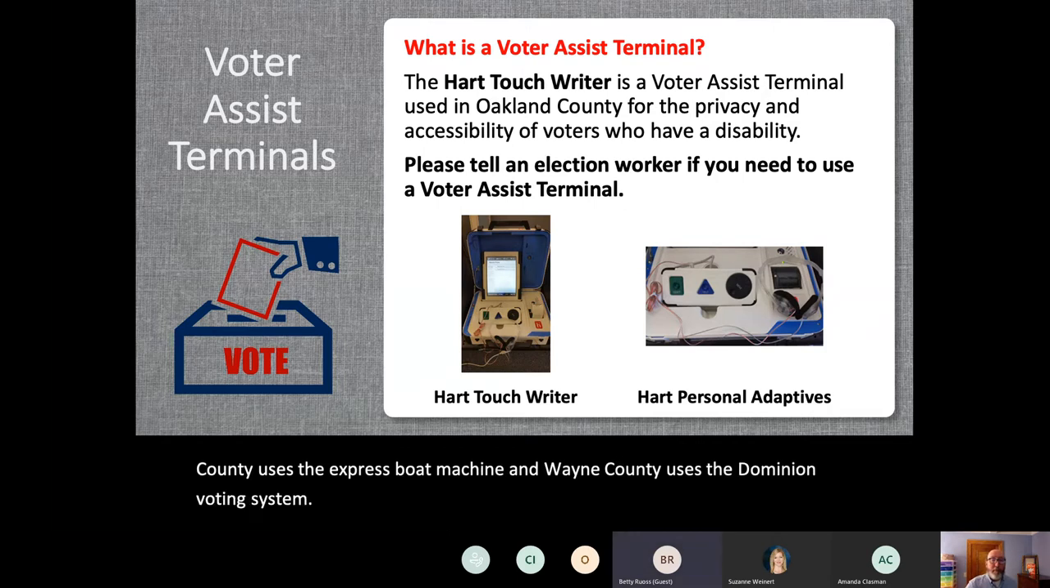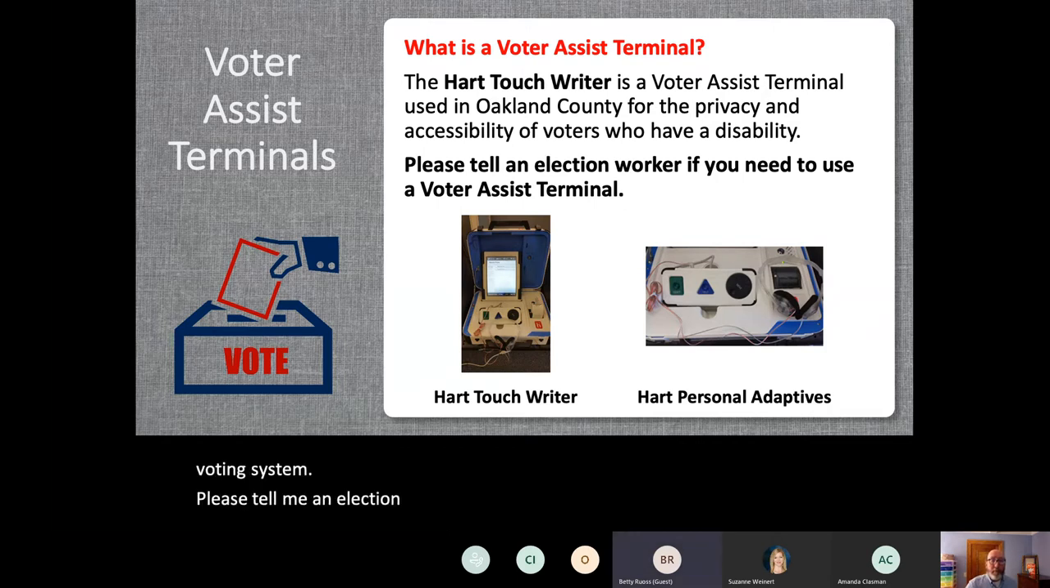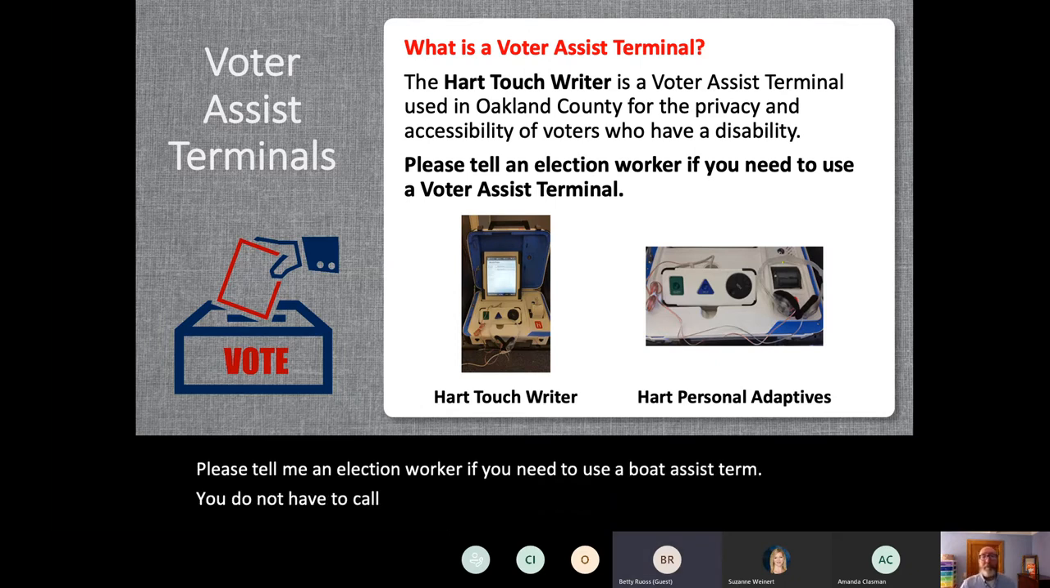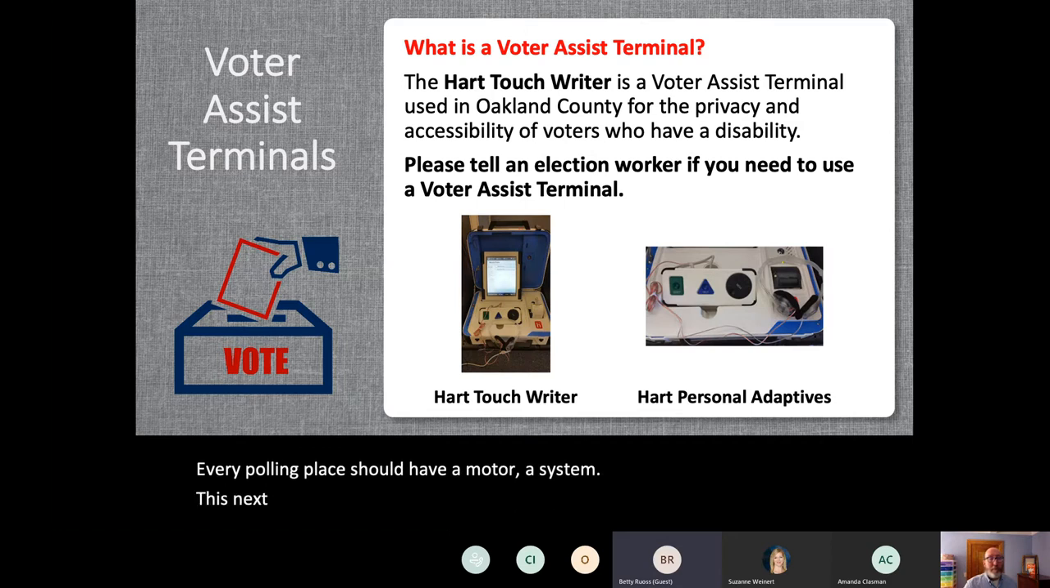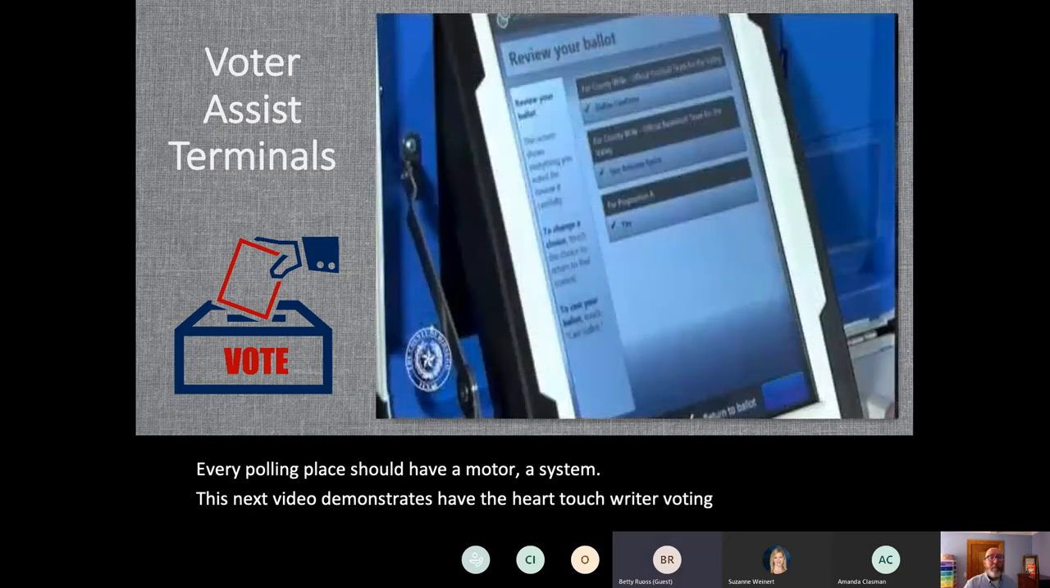Please tell an election worker if you need to use a voter assist terminal. You do not have to call ahead to make sure your polling place has them. Every polling place should have a voter assist terminal. This next video demonstrates how the Hart InterCivic voting machine works.